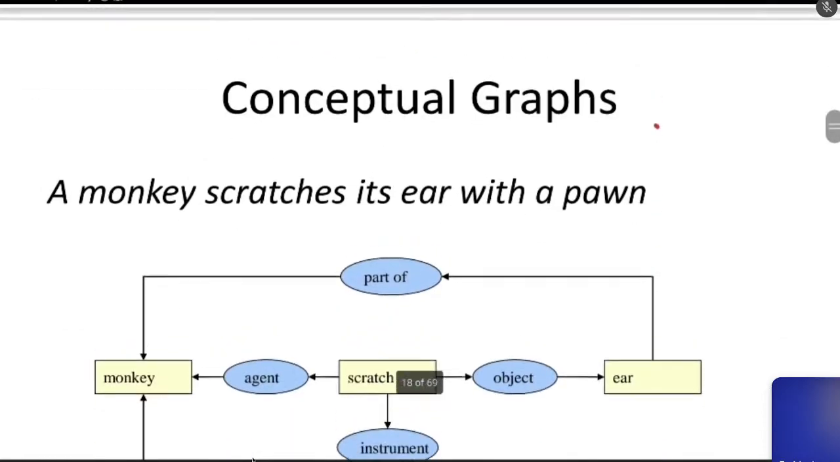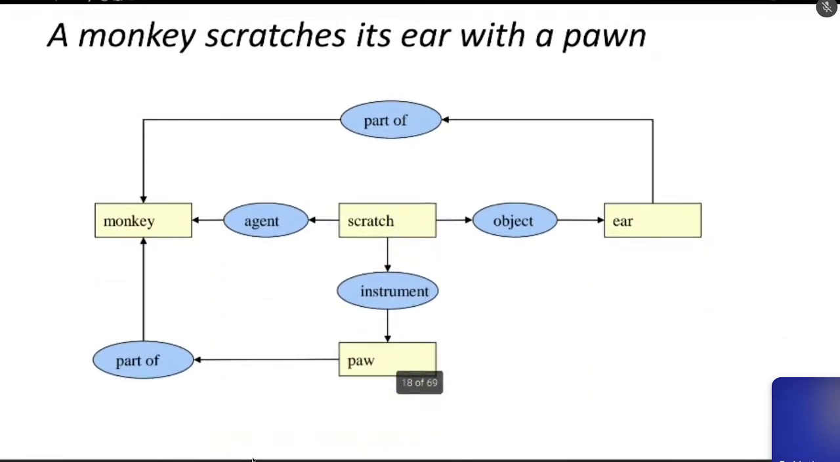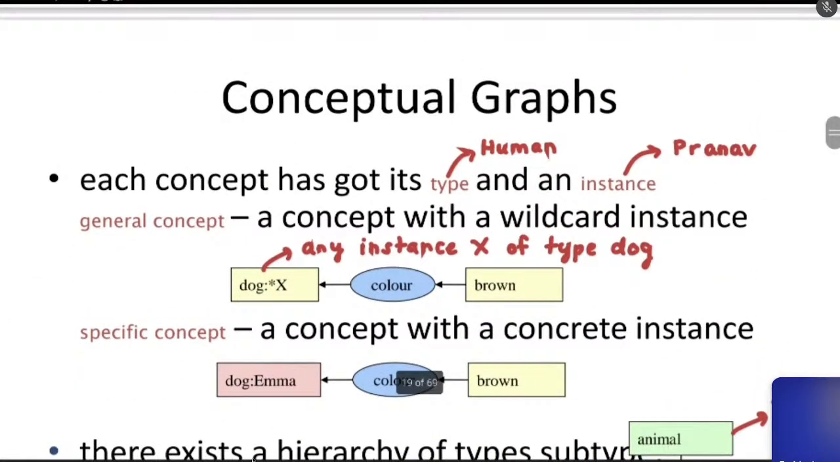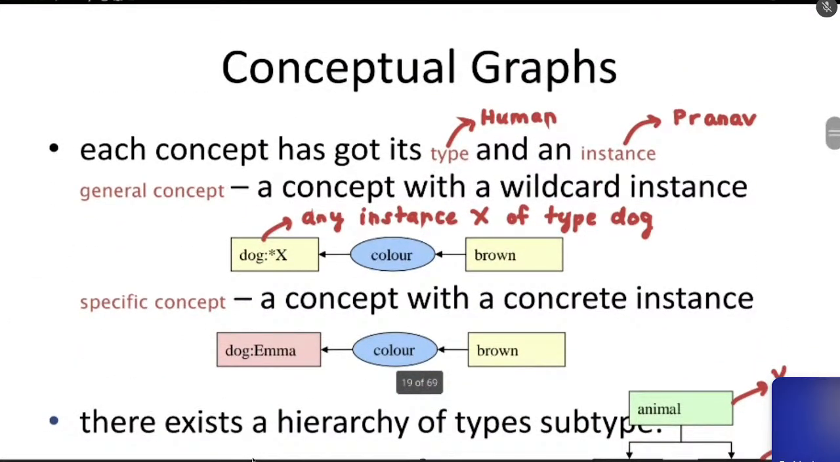Now that all of you have looked at this example, all of you will more or less try to draw conceptual graphs that look like this. So it's fine. Now they're saying each concept has a type and an instance.